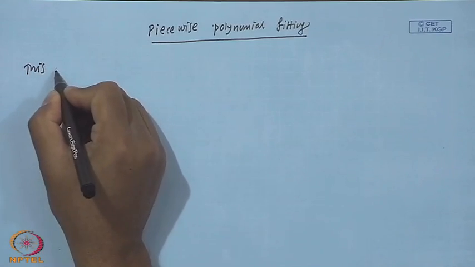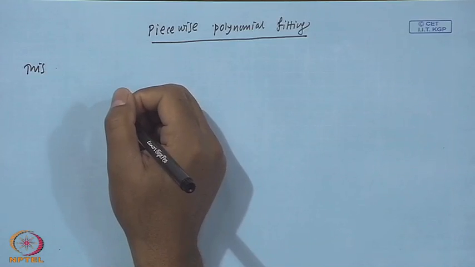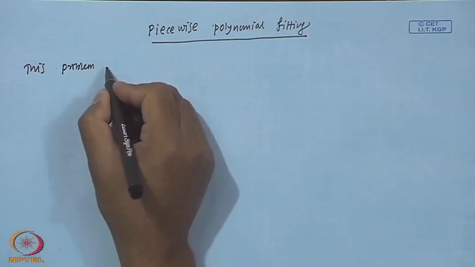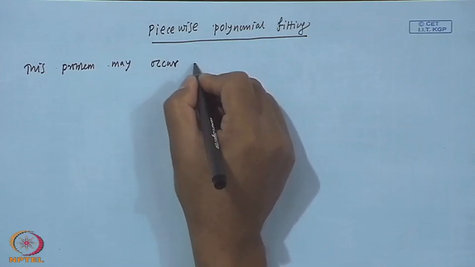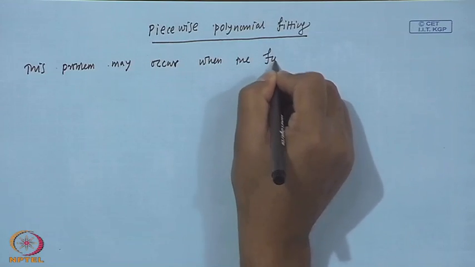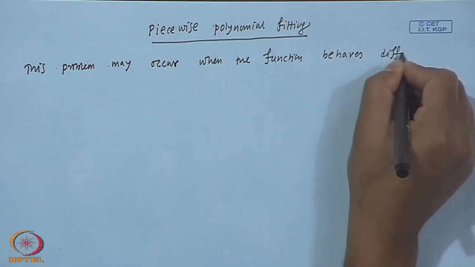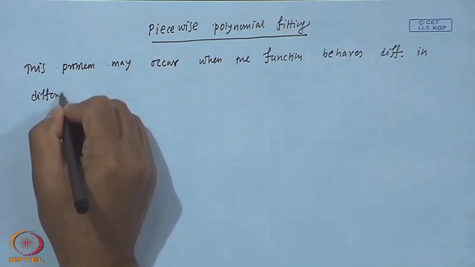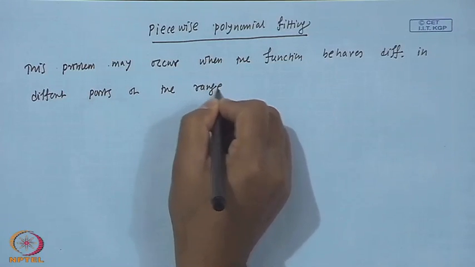As I told, this problem, where a lower order polynomial provides poor fitting but increasing the order of the polynomial does not improve the situation, may occur when the function behaves differently in different parts of the range of x.